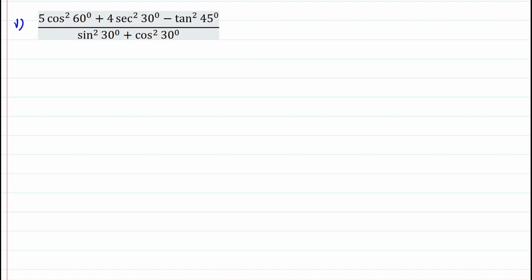Now first let's write the values for the trigonometry ratios given. So first one is cos 60 degree. Cos 60 degree is given by 1 by 2. Then secant 30. Secant 30 degrees is given by 2 by root 3. And tan 45 degrees is equal to 1. Then sin 30 degrees is half. And cos 30 degrees will be equal to root 3 by 2.